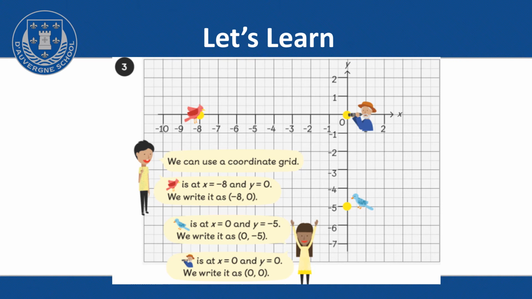Now Lulu is going to tell us the coordinates of where the bird watcher is, and he's exactly there in the middle, and on the x-axis he's at 0, and also on the y-axis where the x and the y-axis cross over, he is right there. So we would write his coordinates as 0, 0.